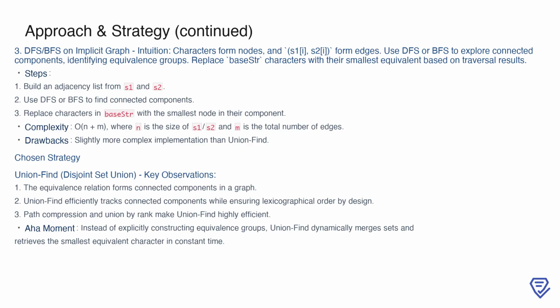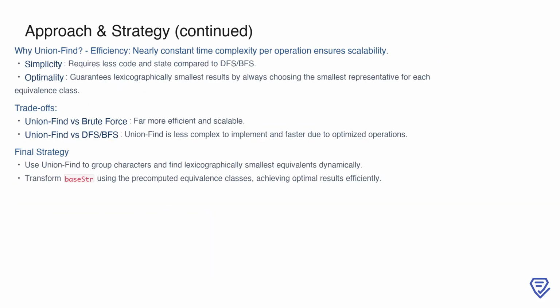Ultimately, we choose the union find approach because it efficiently tracks connected components and ensures lexicographical order through its design. This eliminates the need for explicit graph traversal, simplifying the solution. Union find stands out as the optimal strategy for several reasons.